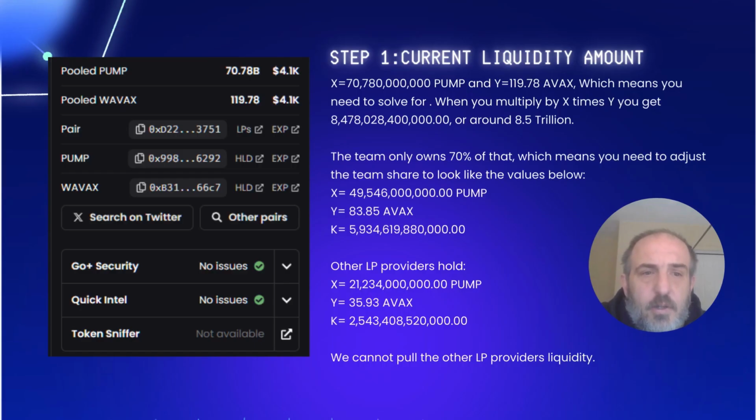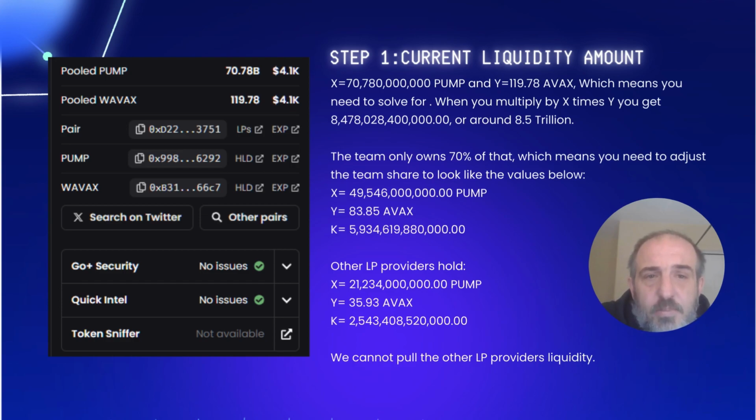I already calculated all the numbers using Excel. Well, it's actually a Google Sheets spreadsheet to make it easier to do these calculations. So when I did the calculations, we had 70.78 billion pump and 119.78 AVAX, which means you need to solve for K. When you multiply X times Y, you get 8.478028 trillion, or around 8.5 trillion as the constant.